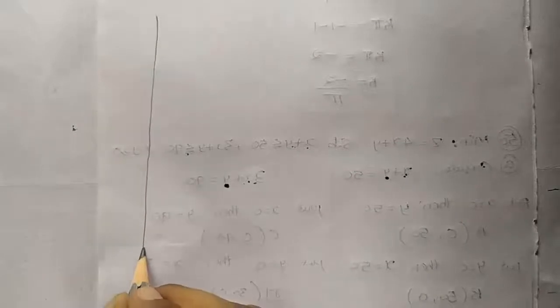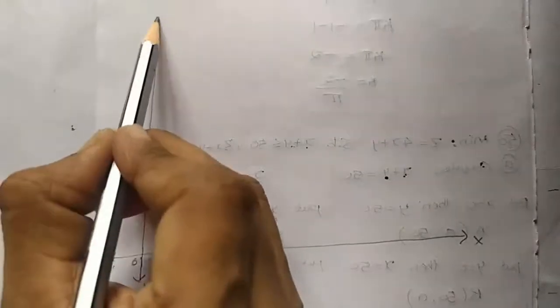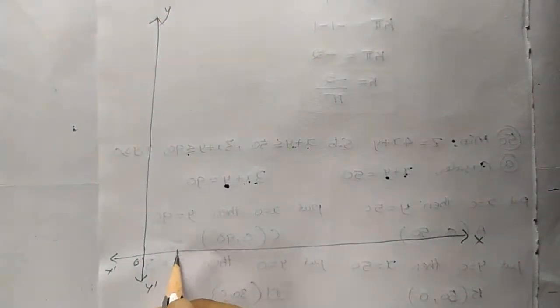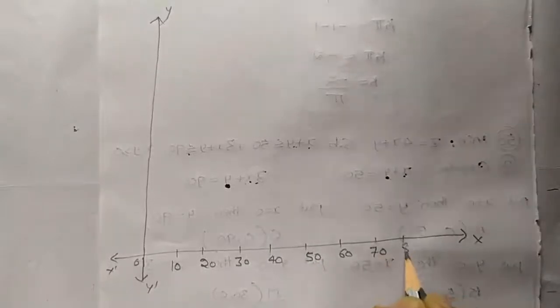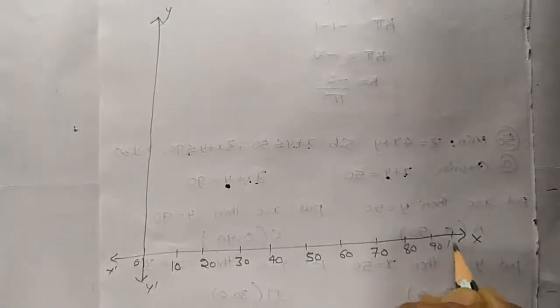Let us consider the x-axis, it is origin, it is y dash and it is x dash. It is y. Let us take the values on x-axis, 10 differences: 10, 20, 30, 40, 50, 60, 70, 80, 90 and 100.